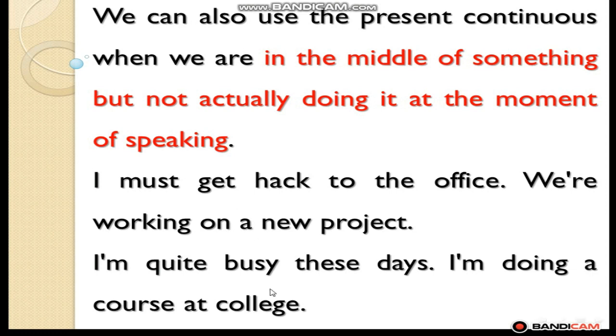So in these examples, we are in the middle of something, but not actually doing it at the moment of speaking. So it is not necessarily always that when we use the present continuous, we are doing the action at the time of speaking. Sometimes when we start doing something and we haven't finished it yet, we use the present continuous form. As in this example, I'm quite busy these days. I'm doing a course at college. So this means that not at the time of speaking I'm busy, but in these days. So I'm doing a course at college.